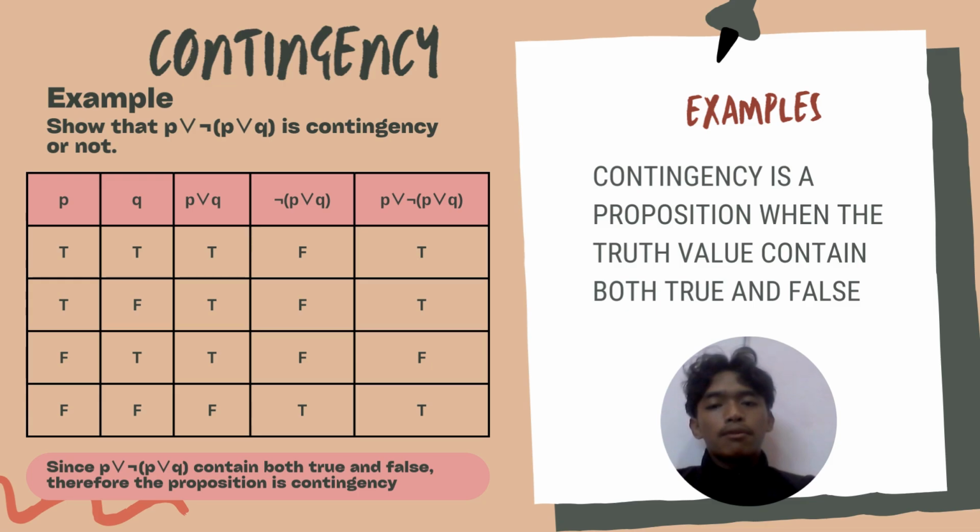The final step is to find P disjunction negation of P disjunction Q. True plus false equals true, true plus false still equals true, and false plus false is false. The final one is false plus true is true. From the final answer, we can conclude that P disjunction negation of P disjunction Q contains both true and false. Therefore, the proposition is a contingency.